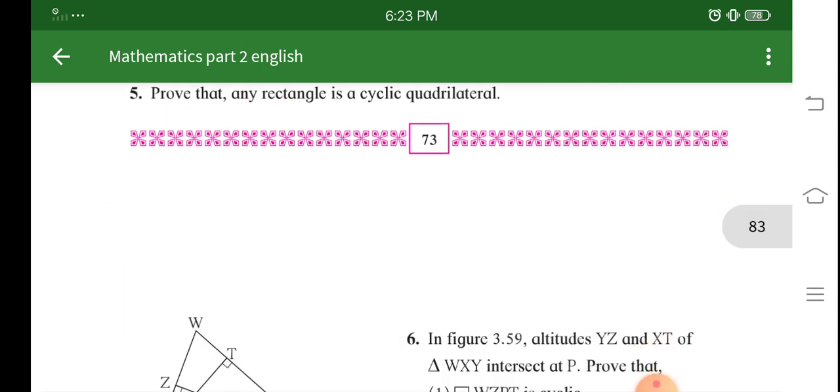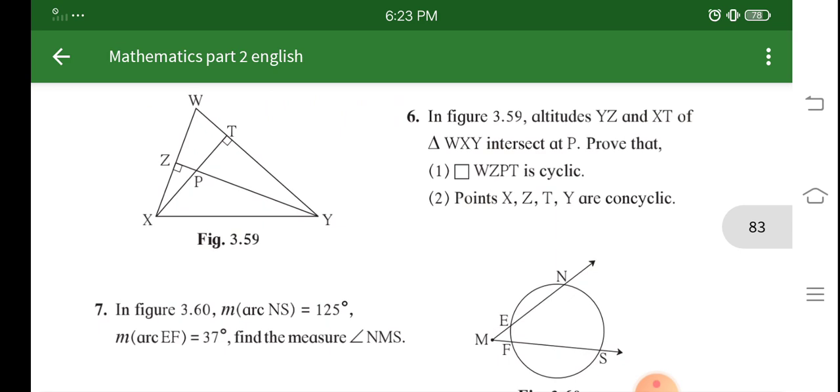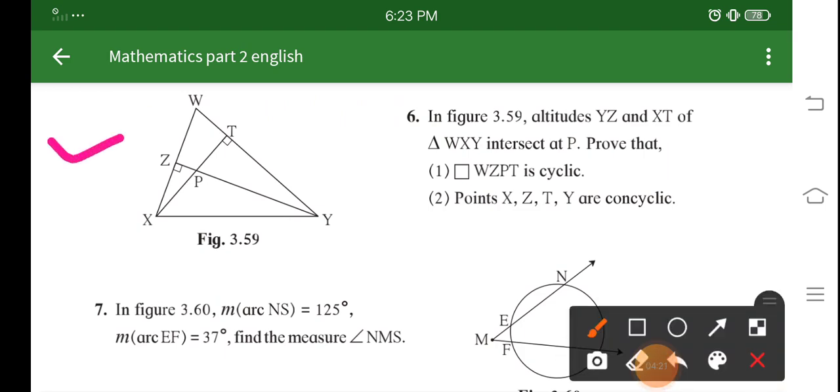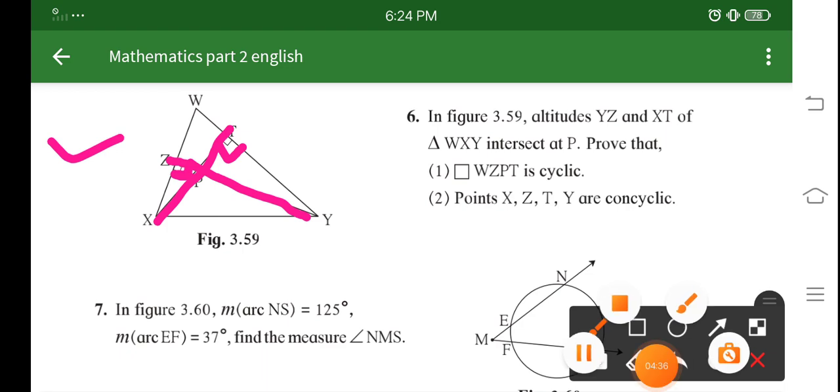Now in question number 6, see what they have given. They have given a figure, figure 3.59, the adjoining figure. Can you see the figure? In it they have given the altitude YZ. Can you see, this is an altitude. Altitude means it will be 90 degrees. So this is 90 degrees. Similarly XT is also an altitude, so this is also 90 degrees. This is what they have given.